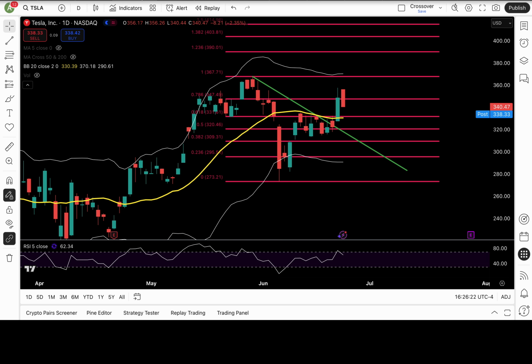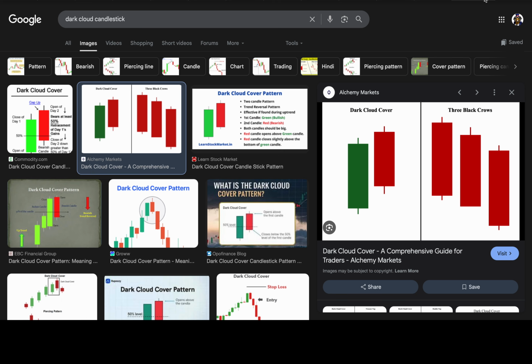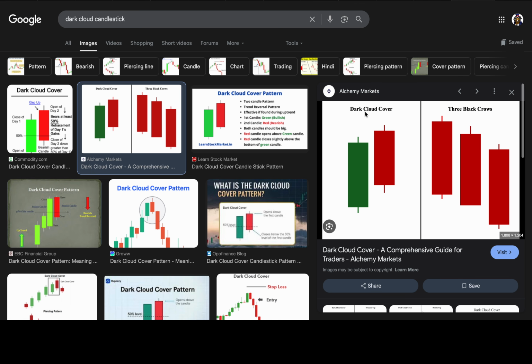Moving on to Tesla. Now, Tesla kind of looks like these two candles right here. You can see it kind of looks like a dark cloud candle. What's a dark cloud candle? Well, here is an example right here of a dark cloud cover candle. It's when a big body green candle is followed by a second candle, which is a decent sized body red candle.